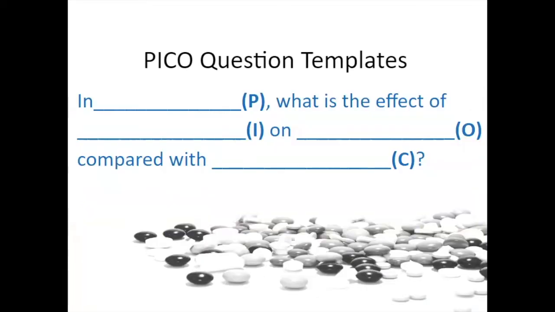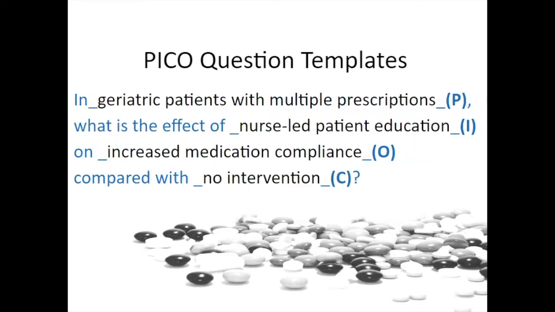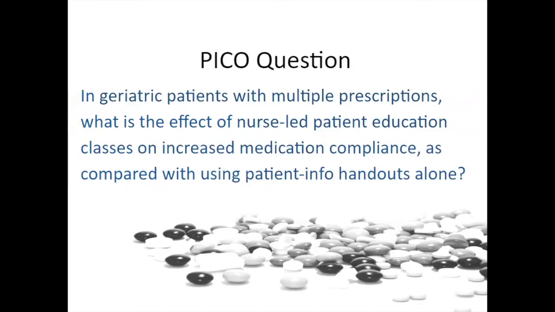The next step is to put the PICO components together in the form of a question. PICO question templates, such as this one, can help you with this step. There are more PICO question templates available, and a selection of templates are included in the PDF handout with this tutorial. The PICO elements we have identified with our scenario in a completed template could look like this, or like this, and put together into a question would look like this.